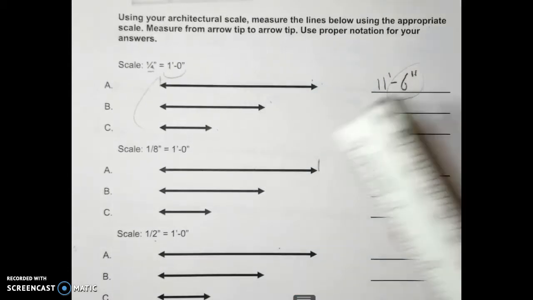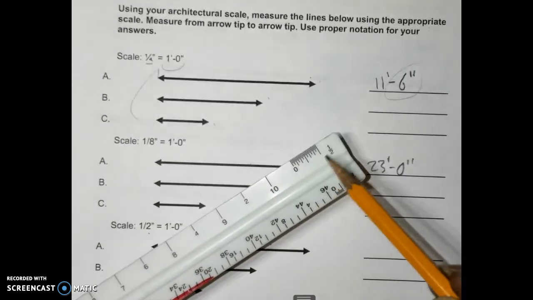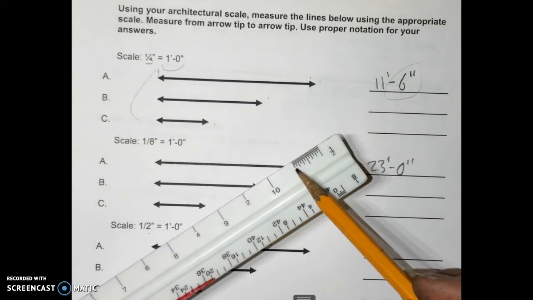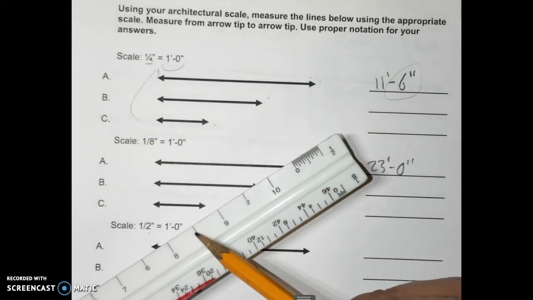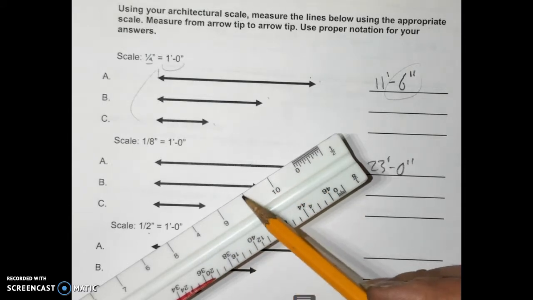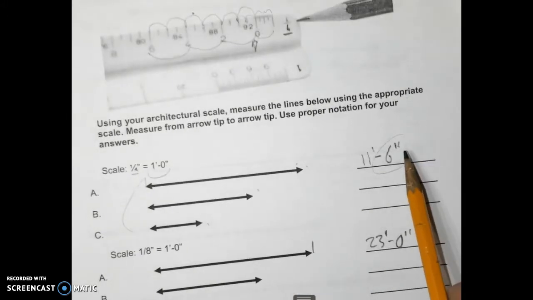Having your 1/2-inch scale, you find the scale. There it is. Find the 0. Find the pattern. Here's 0. Here's 2. Here's 4. So that means here's 0. Here's 1 foot, 2 foot, 3 foot, 4 foot, 5 foot, 6 foot. Okay? And measure. In this case, we're going to use this zone.